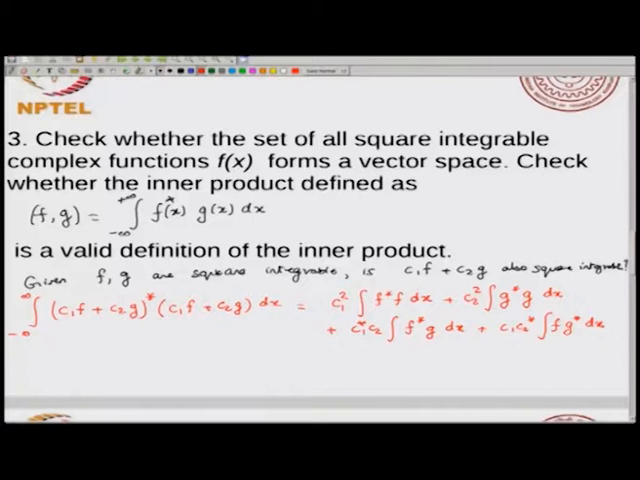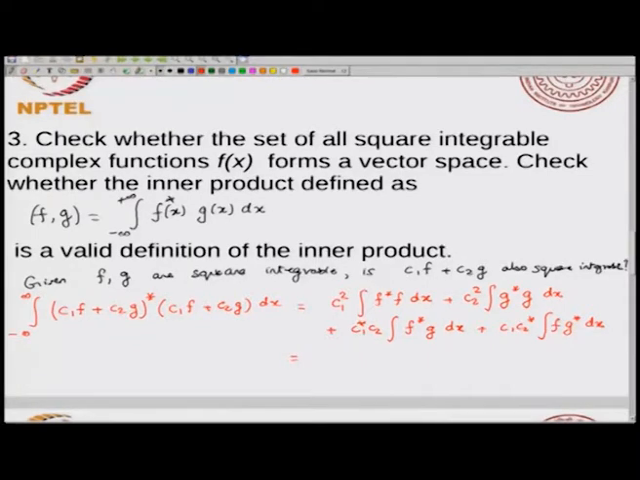Now the first two terms are clearly less than infinity. Since it is square integrable, the integral of f star f and the integral of g star g will both be less than infinity. So the first two terms are clearly less than infinity. What about the cross terms? What you notice is that the third and fourth terms are just complex conjugates of each other, and if you take a number and add its complex conjugate, then you will just get the real part of that number.